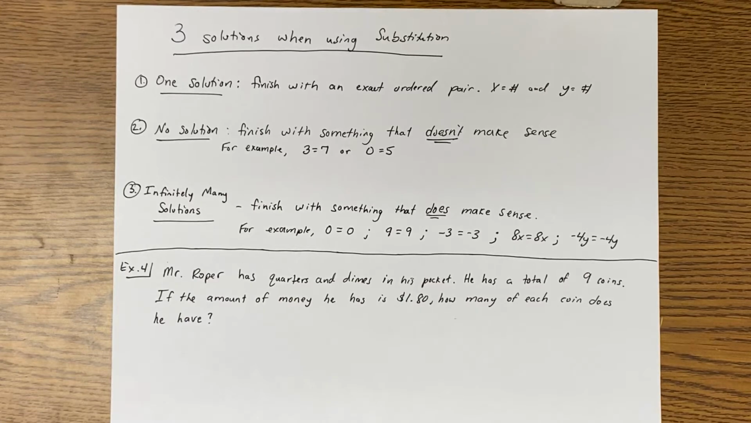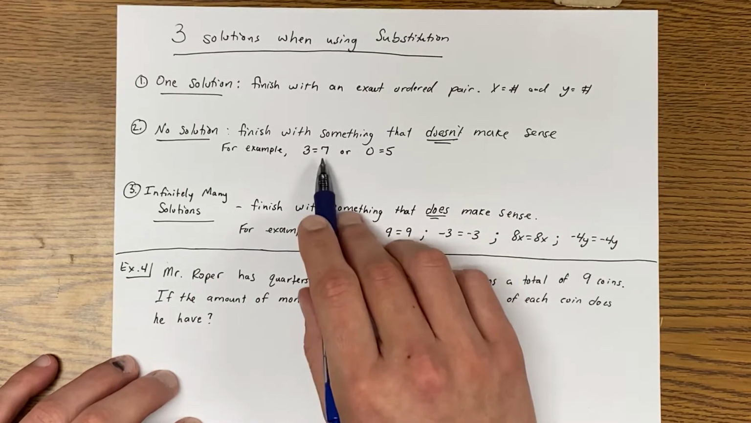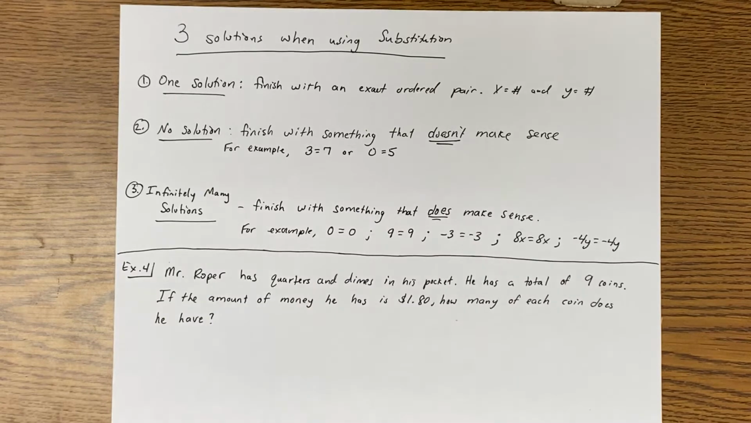When our answer is no solution, we're going to finish with something that does not make sense, right? So our variables are going to eliminate, our x's will disappear, our y's will disappear, and we'll be left with something like 3 equals 7 or 0 equals 5. Those statements are not true. They don't make sense. 3 is not equal to 7, 0 is not equal to 5. So in that case, there is no solution. There's nothing that works for those equations.